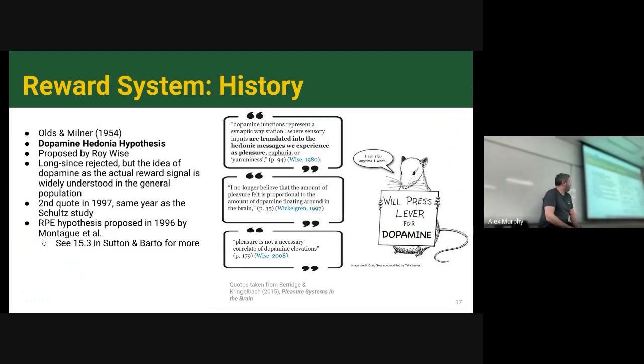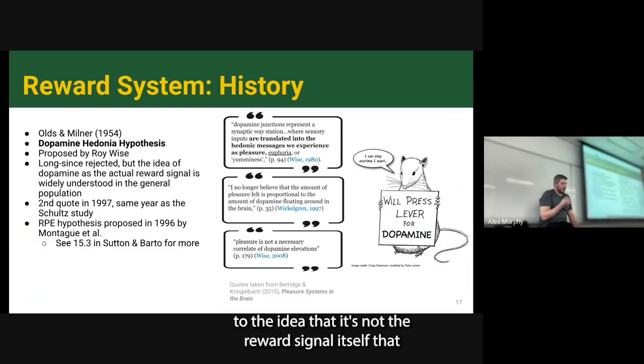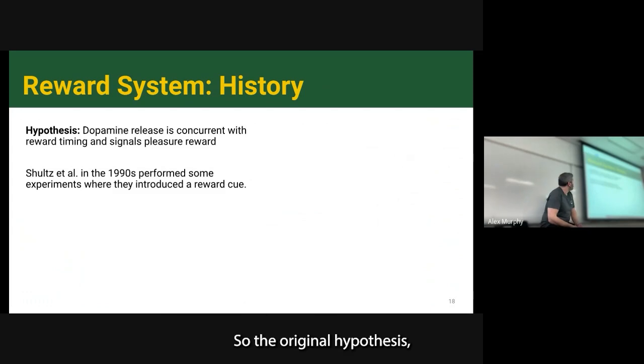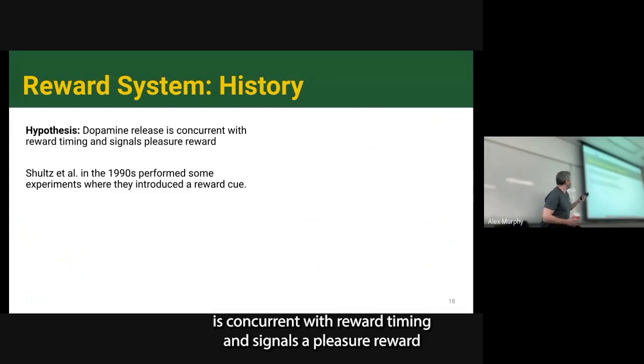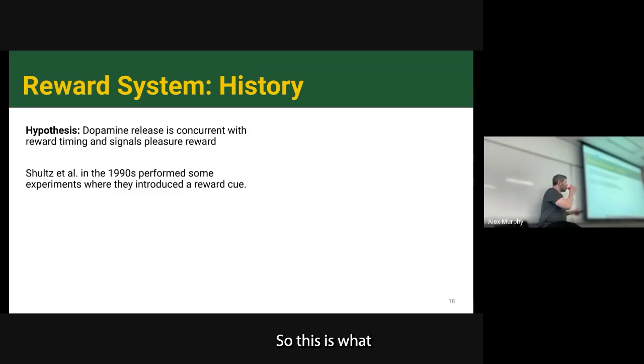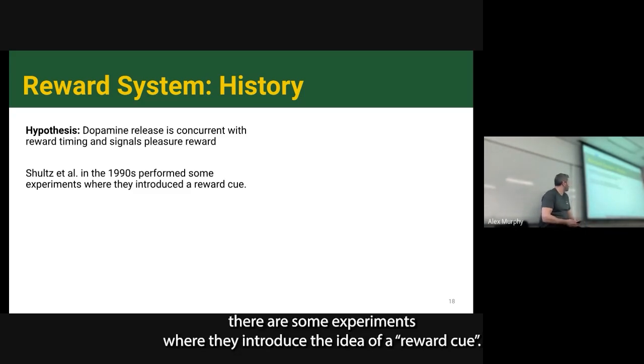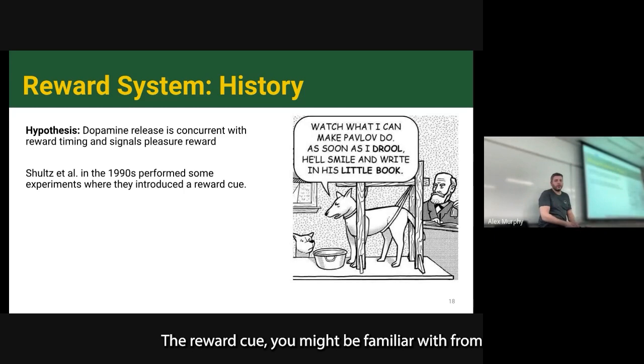So we'll get into what all of this means now. But basically, it's connected to the idea that it's not the reward signal itself that dopamine is controlling, it's reward prediction errors. The original hypothesis, according to the dopamine hedonia hypothesis, would be that dopamine release is concurrent with reward timing and signals of pleasure reward. This is what Roy Wise was saying in '87. Afterwards, we know that there are some experiments where they introduced the idea of a reward cue.